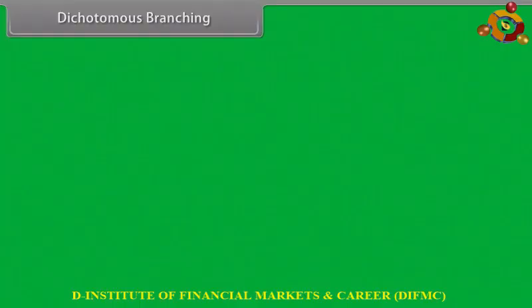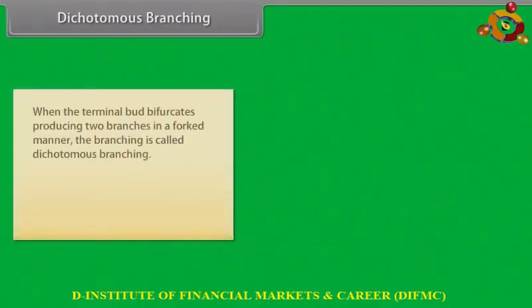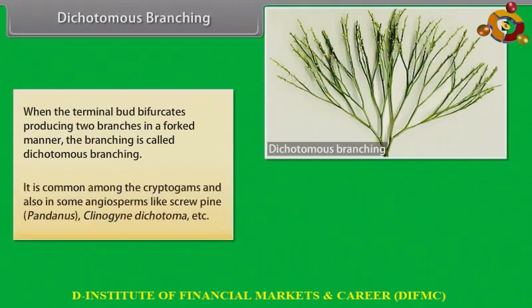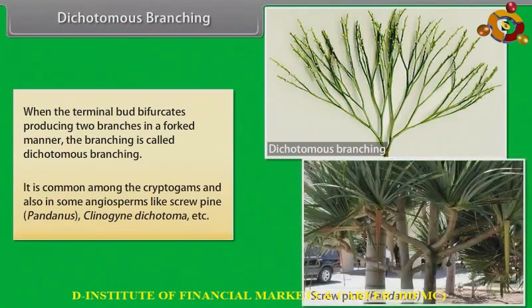Dichotomous branching. When the terminal bud bifurcates, producing two branches in a forked manner, the branching is called dichotomous branching. It is common among the cryptogams and also in some angiosperms like screwpine, Pandanus, Cleome dichotoma, etc.